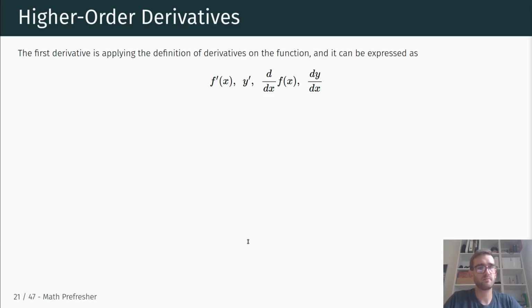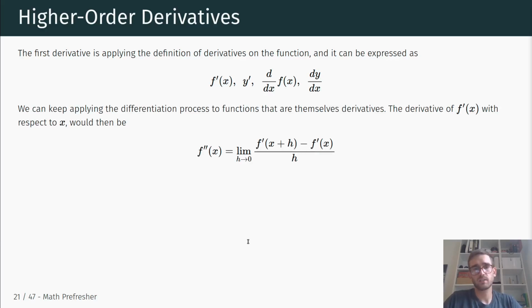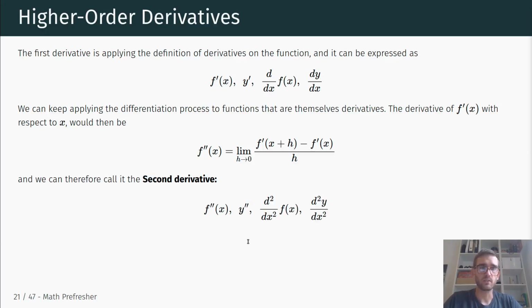So as we said, the first derivative is applying the definition of derivatives on the function, and it can be expressed as f prime of x. Sometimes we also see y prime, or d/dx of f of x, or dy/dx. And as I mentioned, we can keep applying the differentiation process to functions that are themselves derivatives. In that case, the derivative of f prime of x with respect to x would then be f double prime of x. This is exactly the same definition that we saw before. We can call this the second derivative, or d squared over dx squared, in terms of notation.